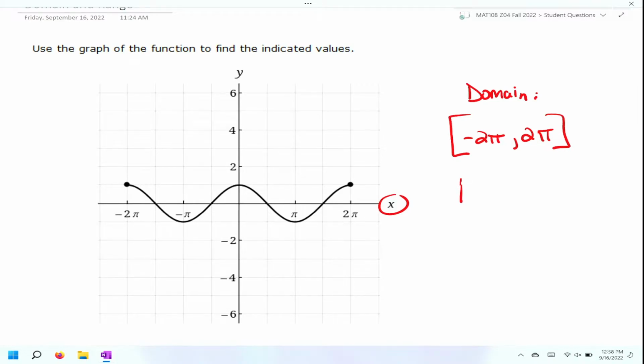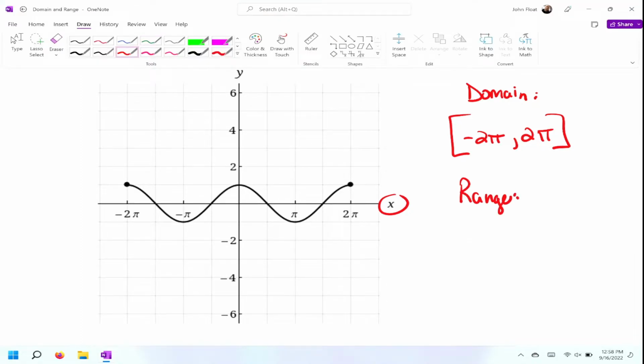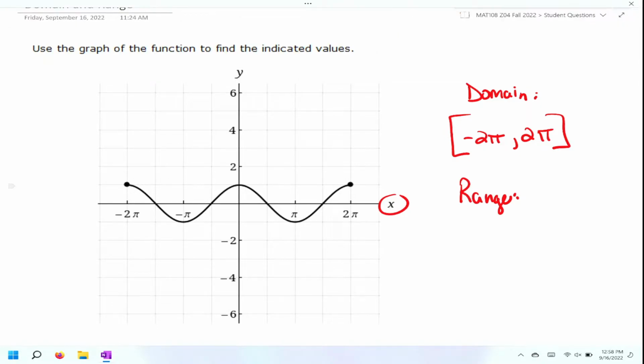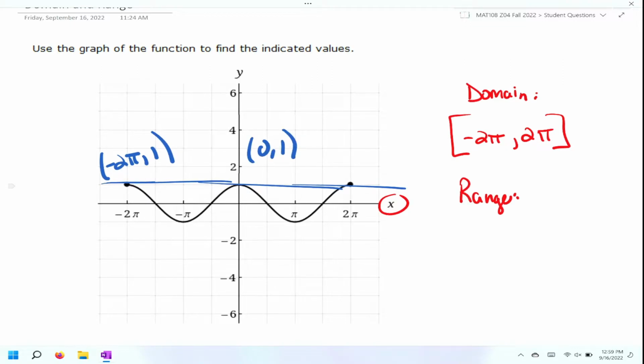Now, let's look at our range. Remember, our range is all of the y values. If you notice, the highest that this graph gets is this blue line right here. It doesn't matter what x value you're at. For example, negative 2 pi has an output of 1, 0 has an output of 1, and positive 2 pi also has an output of 1. So this is the highest the graph gets. In other words, this is the largest y value.